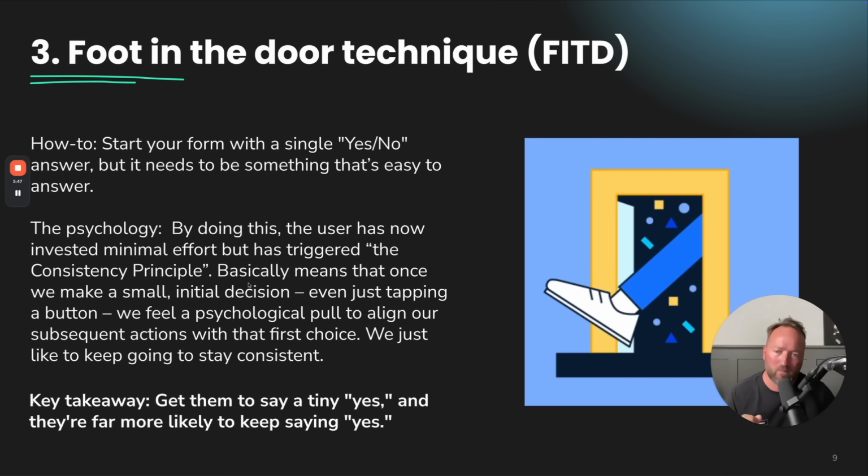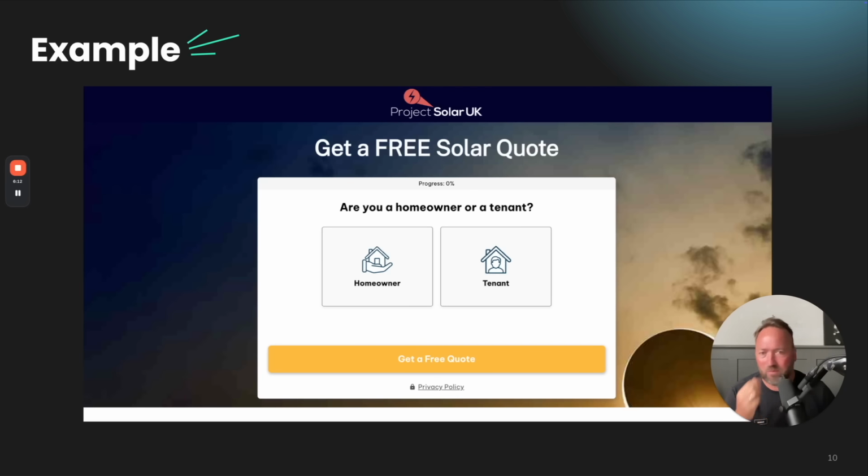When you do that, you tap into what's called the consistency principle, and it's this idea that if we've started doing something, however easy that was, we're going to want to keep doing it, right? We've already made a micro commitment, and it's more likely that we'll keep going. So give them an easy yes. Here are a couple of examples. This is a solar installation multi-step form. You see how easy that one is.